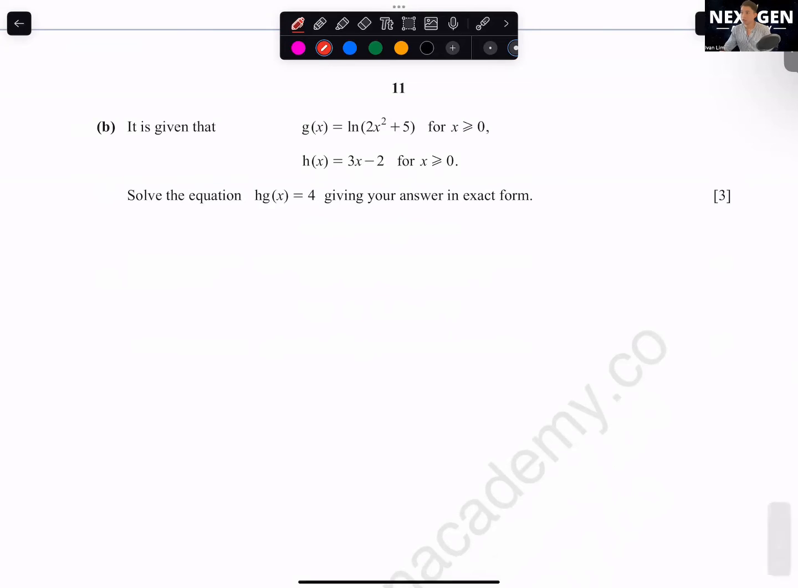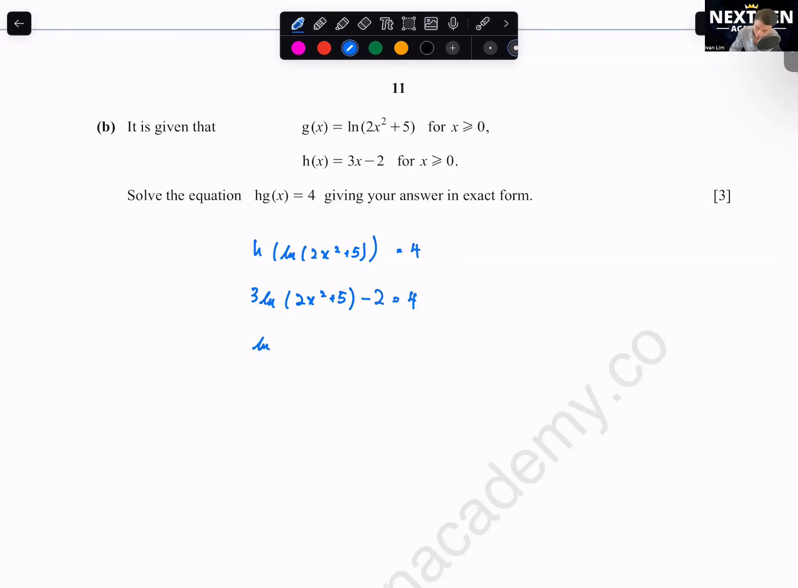Question B. They give you g(x) and h(x). Solve this equation h(g(x)) equals 4, giving your answer in exact form. Let's just solve this. So h(g(x)) is 3 ln(2x squared plus 5) minus 2 equals 4. Let's bring all the values to the right-hand side. So here you'll get 4 plus 2, which is 6. 6 divided by 3, you'll get 2.